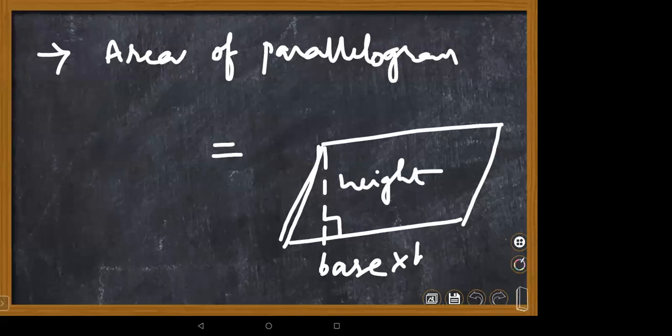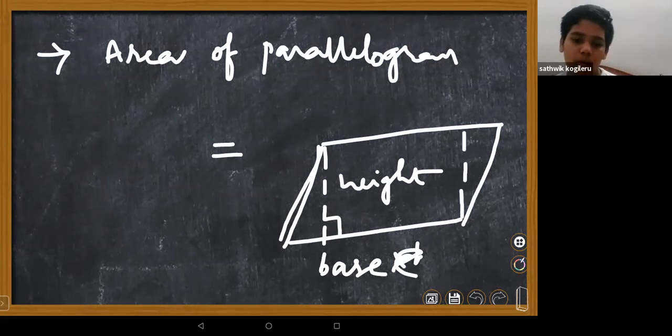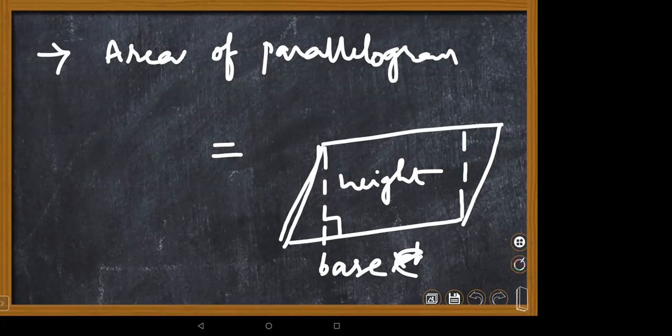Directly, ma'am, because we can divide a parallelogram into 2 triangles. Very good. And the area of one triangle will be half into base into height. Half will get cancelled, so base into height. Right. It will be 1/2 into base into height.